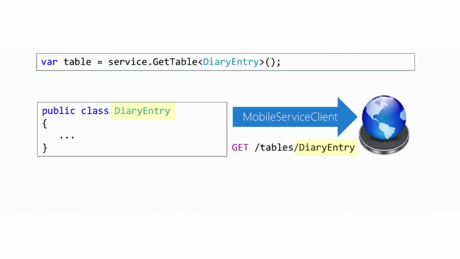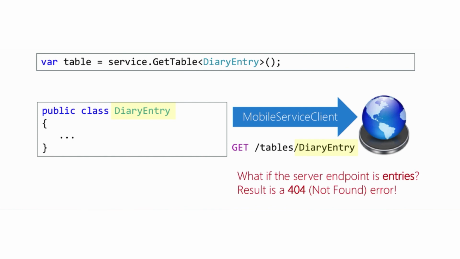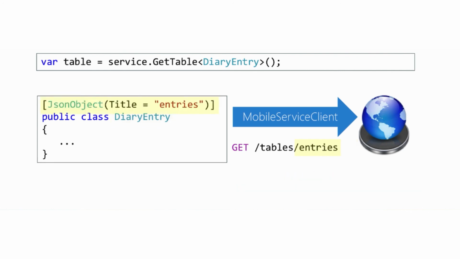However, we often want to name our DTO using .NET conventions, and our tables are often defined in SQL terms, which don't always line up. For example, what if we named our server-side table entries? If we issue this request, we'll get a 404 or not found error because there's no DiaryEntry table exposed. We can break this relationship the same way we customize the property names, through an attribute. In this case, it's the JSON object or data contract attribute. So we specify the specific table endpoint name as part of the attribute and it'll change the URL.